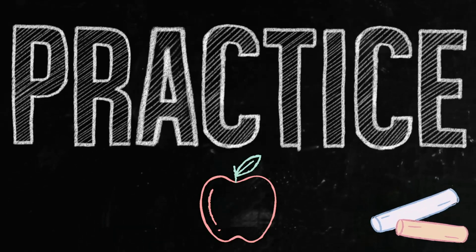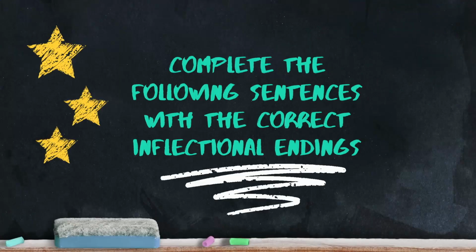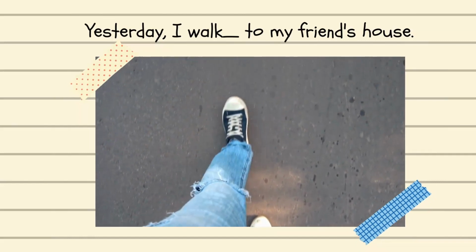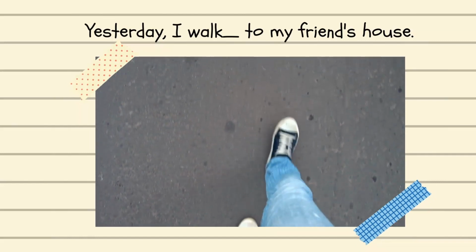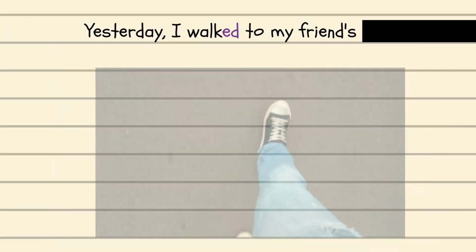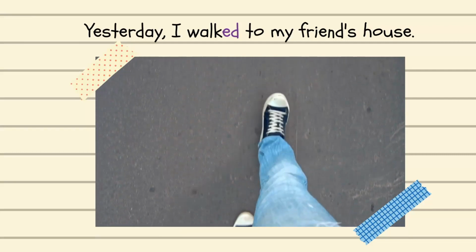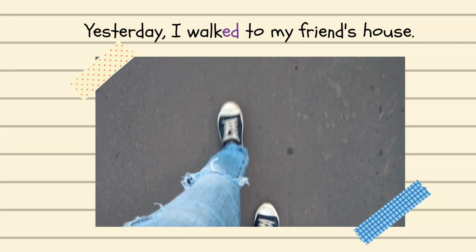Now, let's do some practice. Complete the following sentences with the correct inflectional endings. You can pause the video to do it and then check the answer. The answer is, yesterday I walked to my friend's house. We add the inflectional ending ed to create the past tense verb form.